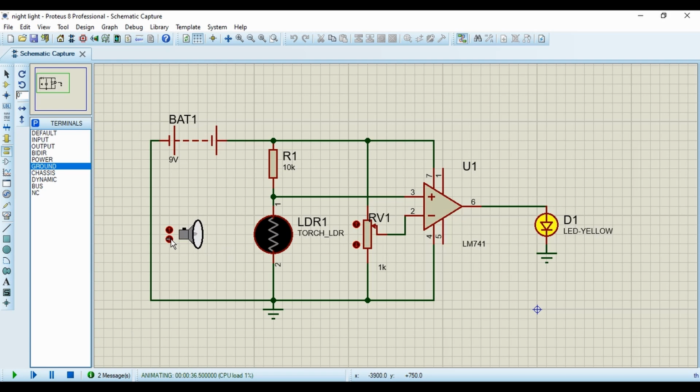So, this was our automatic nightlight project. I hope you clearly understood the working principle of today's project and how each component plays its role in the circuit.